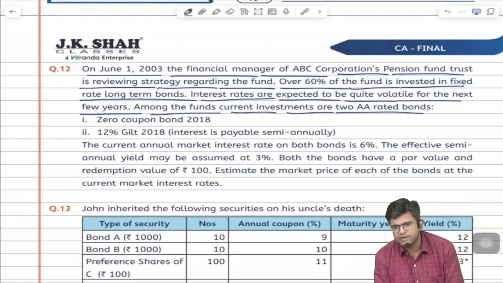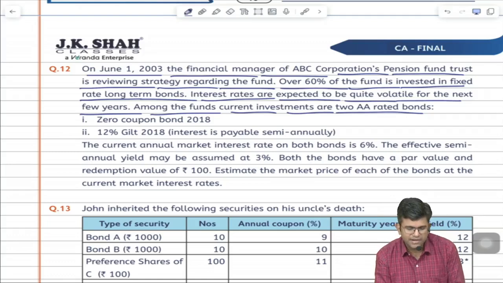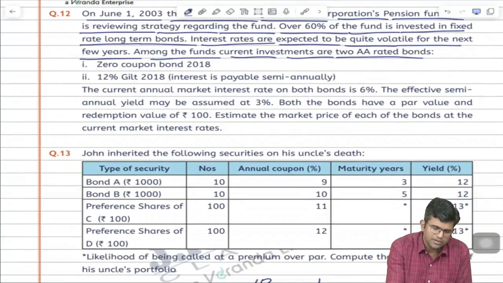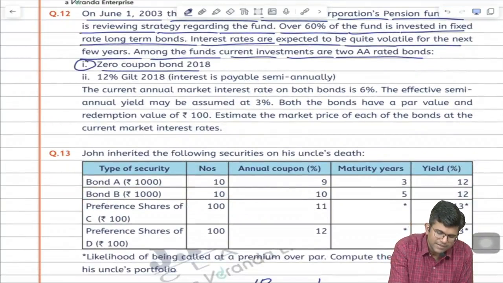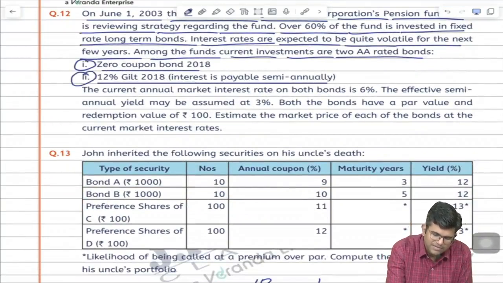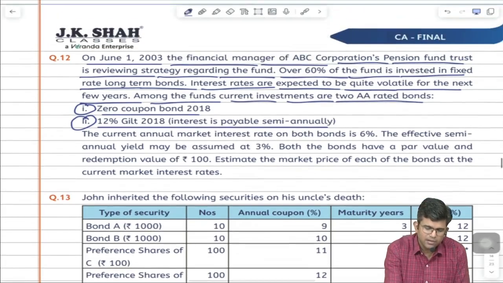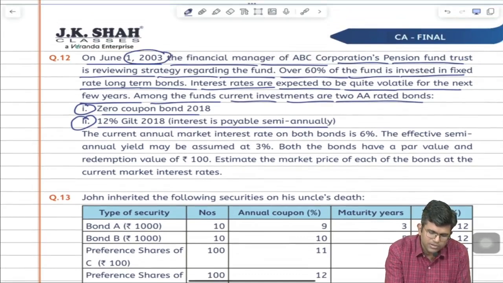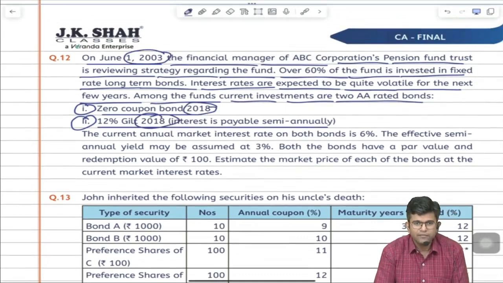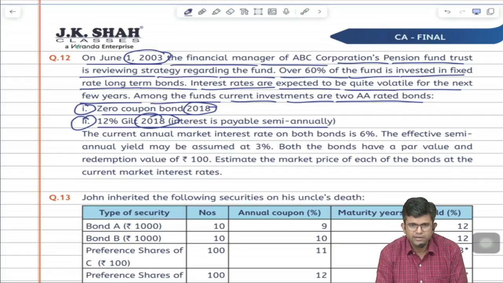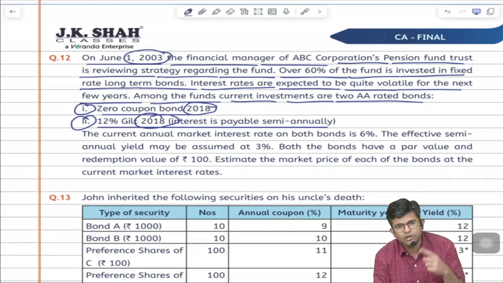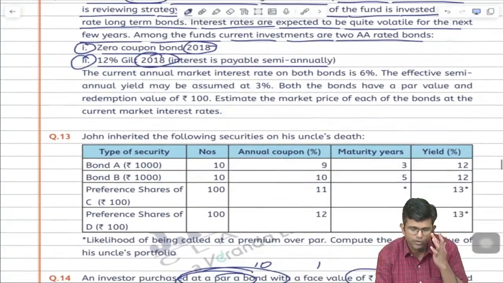Students, the whole information is useless. Let's start reading the question again from here. There are two bonds. One is a ZCB and one is a plain vanilla with semi-annual coupon. One thing you should see, look at the screen. You are talking from 2003 to 2018, which means these are 15-year bonds. In 2003, we are saying that they will mature in 2018. So it's a 15-year bond.